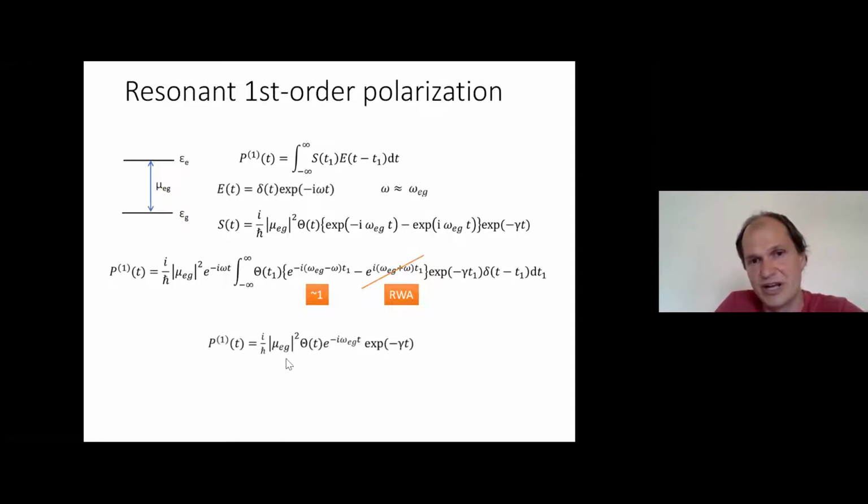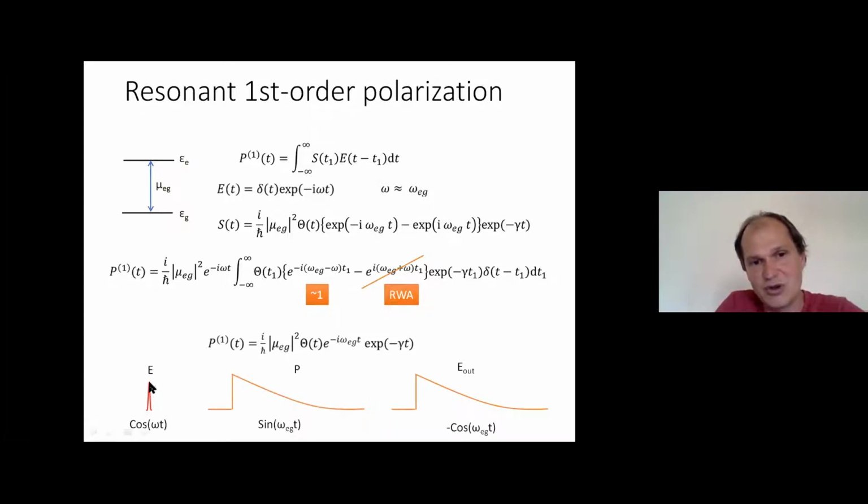It looks like this. Our polarization oscillates with the transition energy of the system. It lives with the lifetime of the system, and the strength is given by the transition dipole moment of the system. So here there is a small recapitulation.